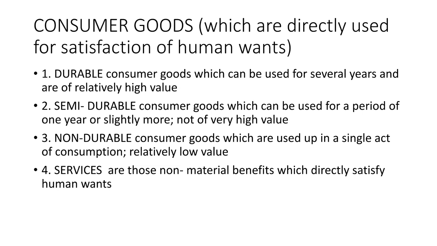Third is non-durable consumer goods, which are used up in a single act of consumption, and these goods have relatively low value, like those fast-moving consumer goods which we use daily, like the eatables we are having, or hair shampoos or hair oils, etc. The fourth type is services, those non-material benefits which directly satisfy human wants. It is not a good actually, it is a kind of benefit which cannot be seen, which cannot be touched, but only the satisfaction can be felt from it. Clear? These four are the consumer goods which are consumed by the household sector of the society.